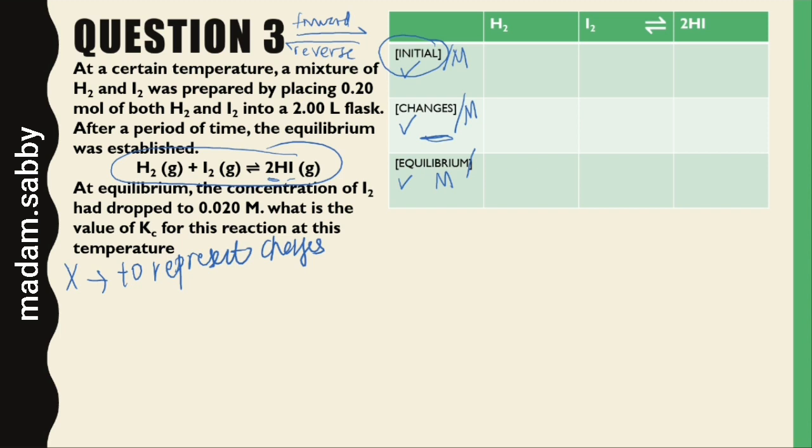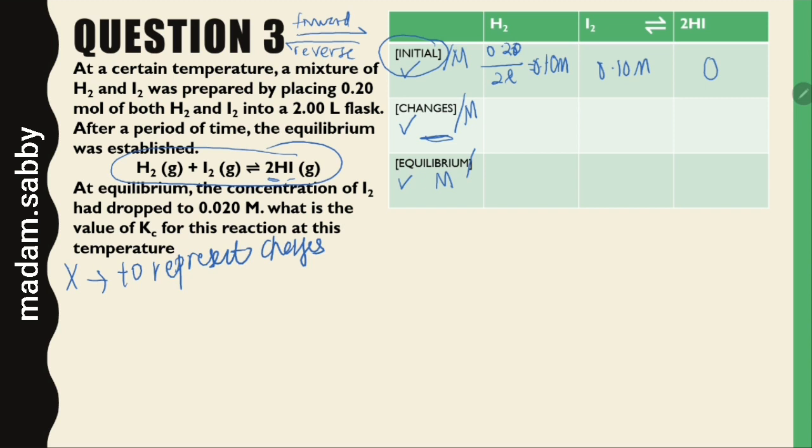For example, in this case, you start your reaction with hydrogen and iodine, each with 0.20 mole. To get concentration, simply divide the number of moles by the volume. So 0.20 mole divided by 2 liters gives 0.10 molar. The same goes for iodine: the same number of moles and the same volume, so it's 0.10 molar. We start with hydrogen and iodine, and there is no information about the initial concentration of hydrogen iodide, so we assume it is 0.